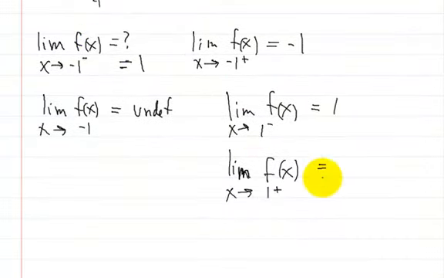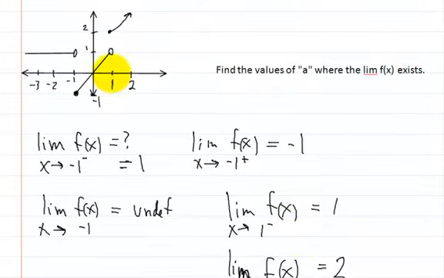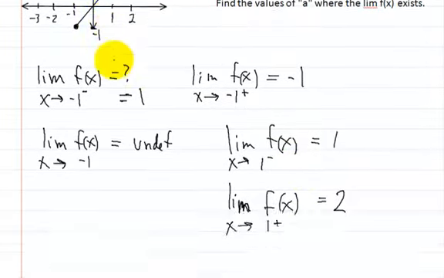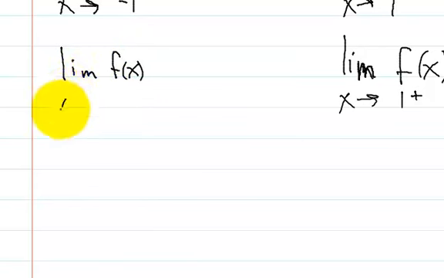So now when I just take the limit of f of x as x approaches 1, this is going to be undefined. So again, the limit of f of x as x approaches 1 is going to be equal to undefined.